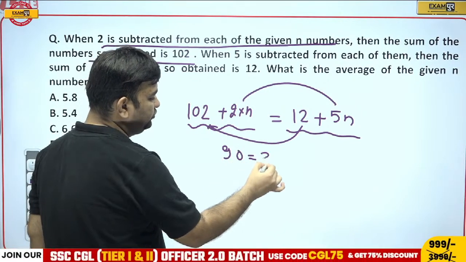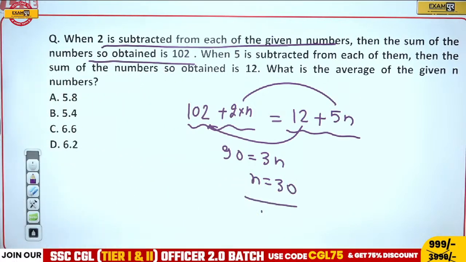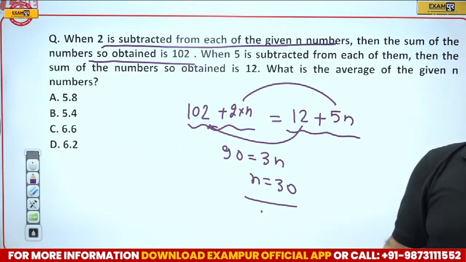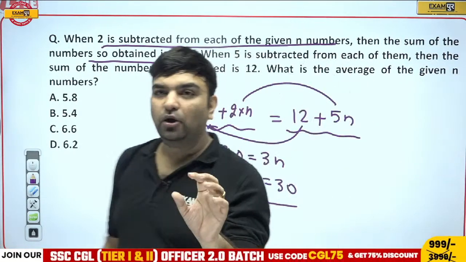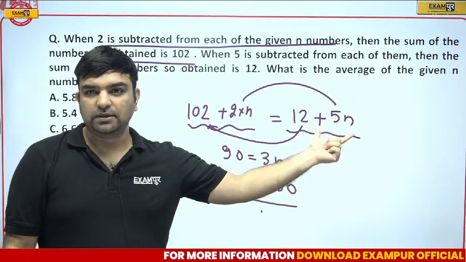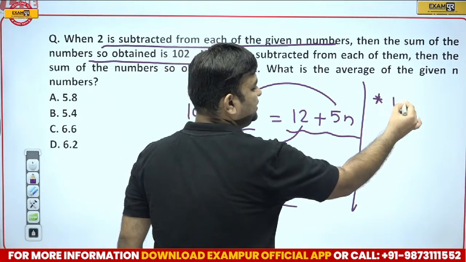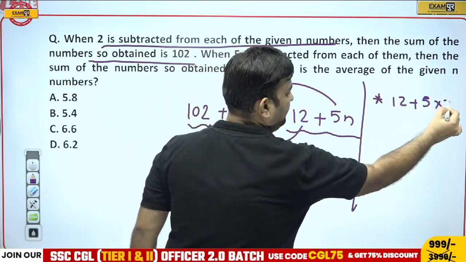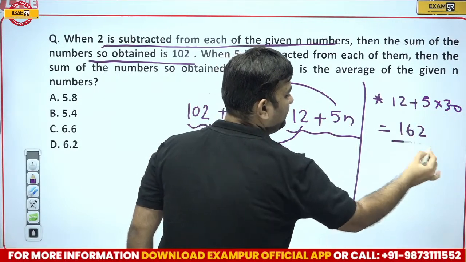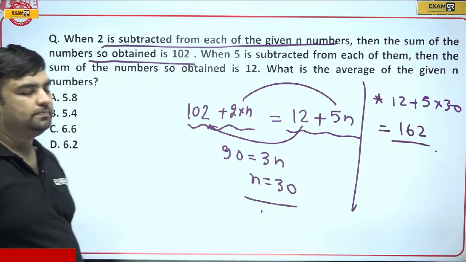90 is equal to 3n. Numbers are 30. Now we can find out the sum either from here or from here. I'm finding it from the second equation, 12 plus 5n. So it is 162.